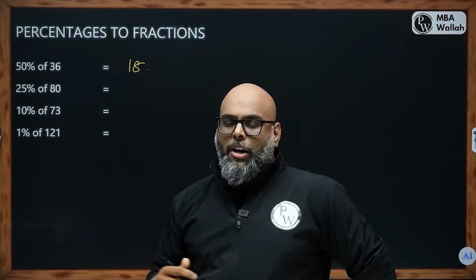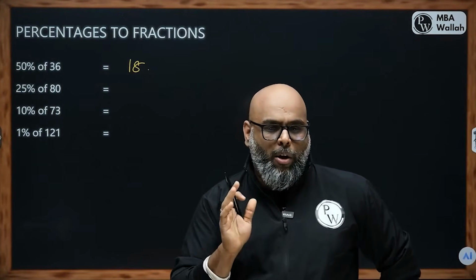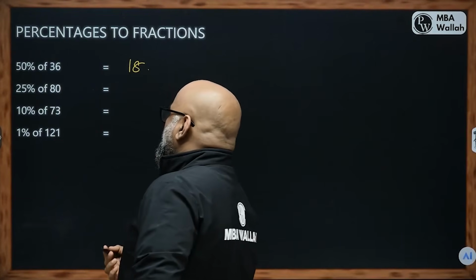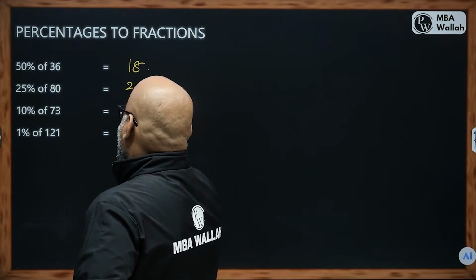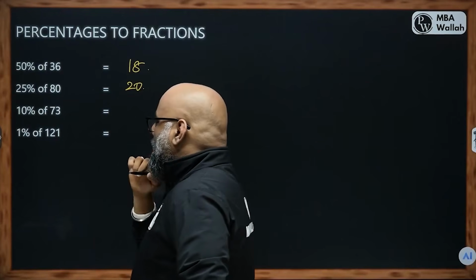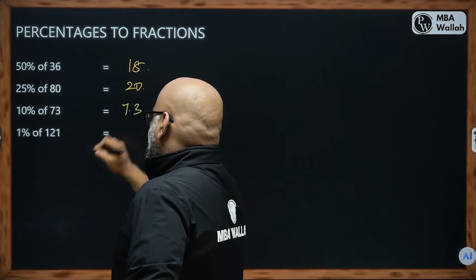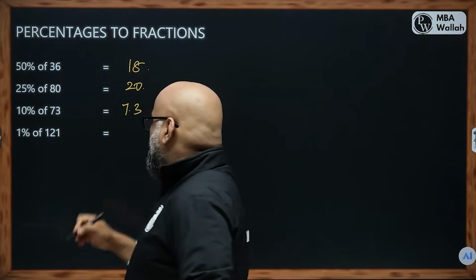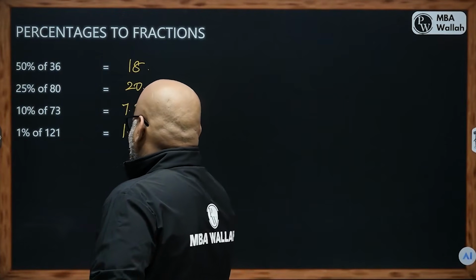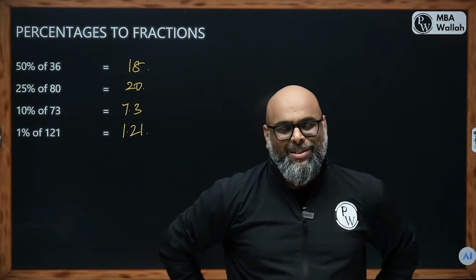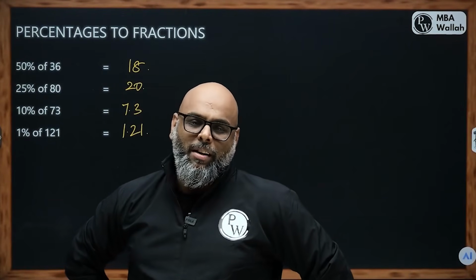Meanwhile, when I'm writing it here, you're already calculating it and putting it down on your paper, right? So 25% of 80, you'll automatically say that's 20. 10% of 73, 7.3. 1% of 121, I know you are shouting behind the camera there, 1.21. Super nice, super easy, right?